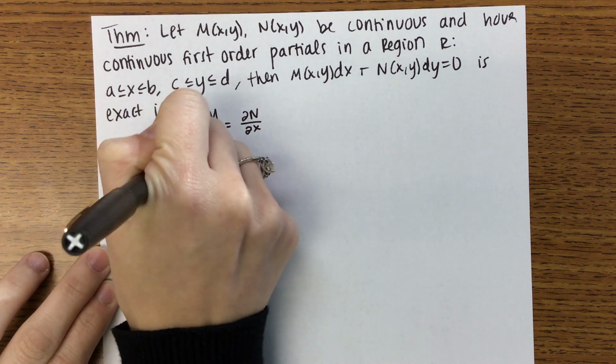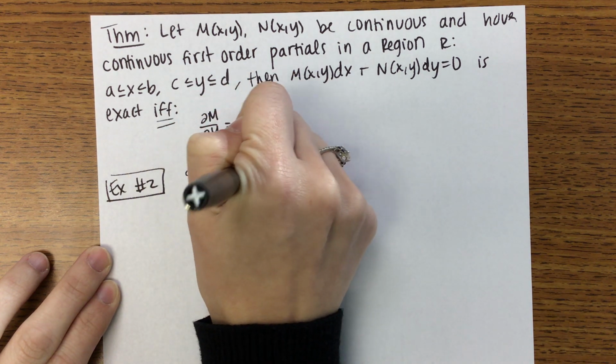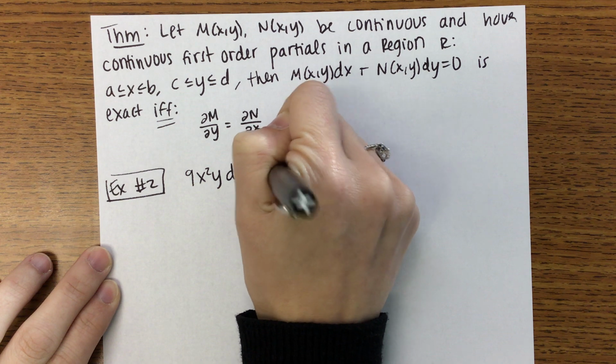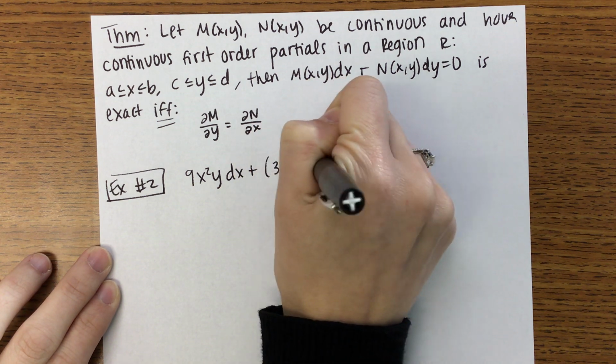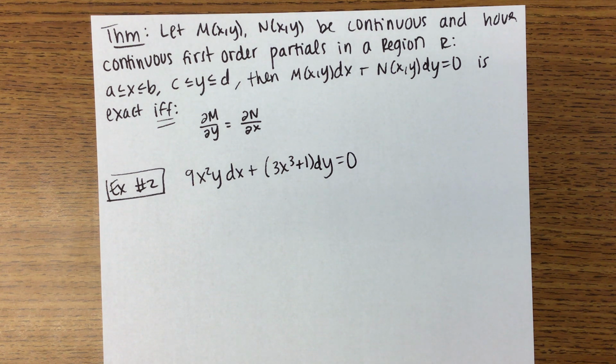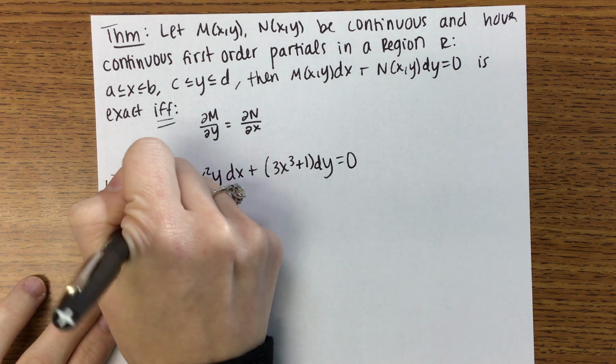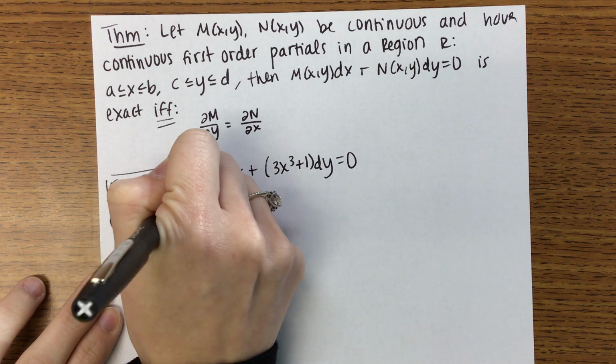So let's do a few examples. First one, 9x squared y dx add the quantity 3x cubed plus 1 dy is equal to 0. Okay, I told you on your test and on your final, you will have to be able to determine when to use each method. So my first question to us, is this equation separable?